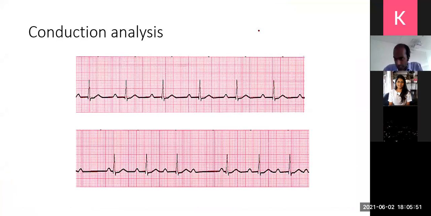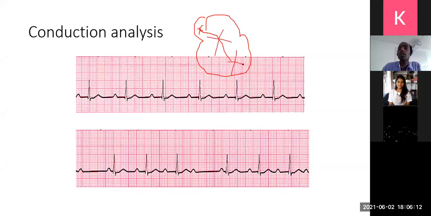Right. So now let's go to conduction. We have done the rate, axis, rhythm, and now we go to conduction. So conduction is what we are examining. This is the onset of the electrical impulse. Are there any blocks along the way? The two commonest places where you can get blocks are, one, the AV node, two, the bundle branches. So those are the two common places where you can get blocks, the AV node or the bundle branches.